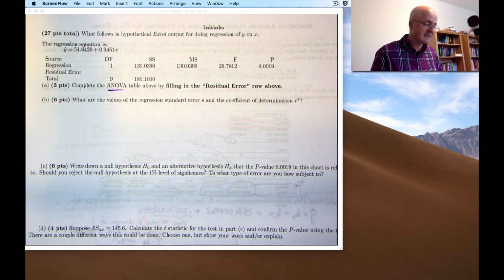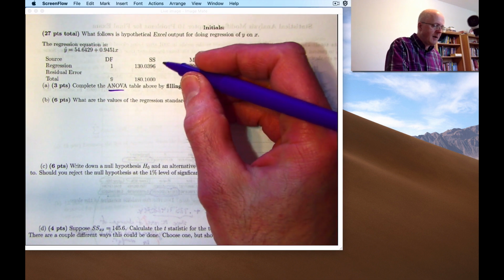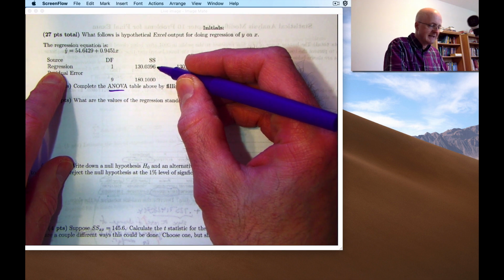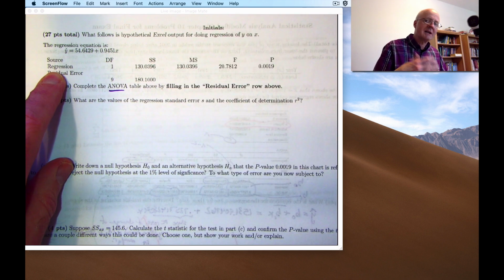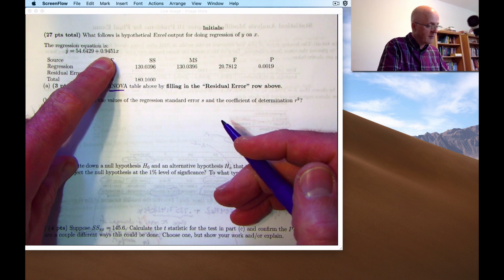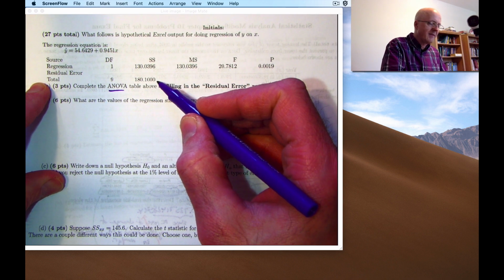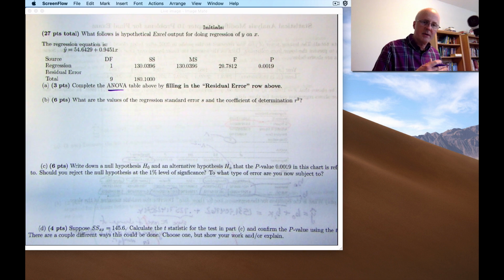ANOVA stands for Analysis of Variance, and this is about breaking down the total variation in the y values into two components, you might say. A component that's due to the regression line, this 130.0396 is the variation in the y values that occurs because of the fact that the regression line has a non-zero slope, 0.9451, relative to the total variation, that's the 180.1. This is essentially the variability of the y values in the data with respect to their mean when you're not thinking about regression at all.